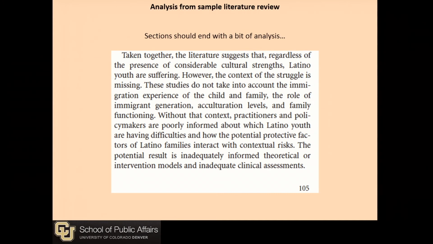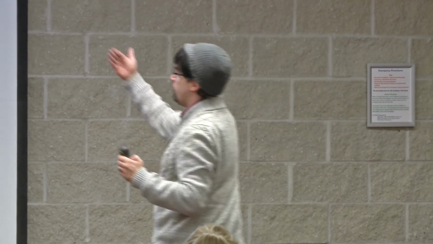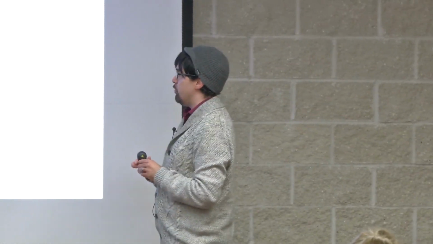And the rest of this information does a few particular things. First of all, it indicates what's missing. Well, the context of the struggle's missing. Why do we care that the context of the struggle's missing? The gap that you identified that you're going to address. And it also specifically takes into account not only what this gap is, it says here's what's missing, here's exactly what's missing, and here's the consequences of what happens with this being missing. They are poorly informed about which youth are having difficulties and so forth. And then, of course, the potential risk is inadequately informed theoretical and intervention models.